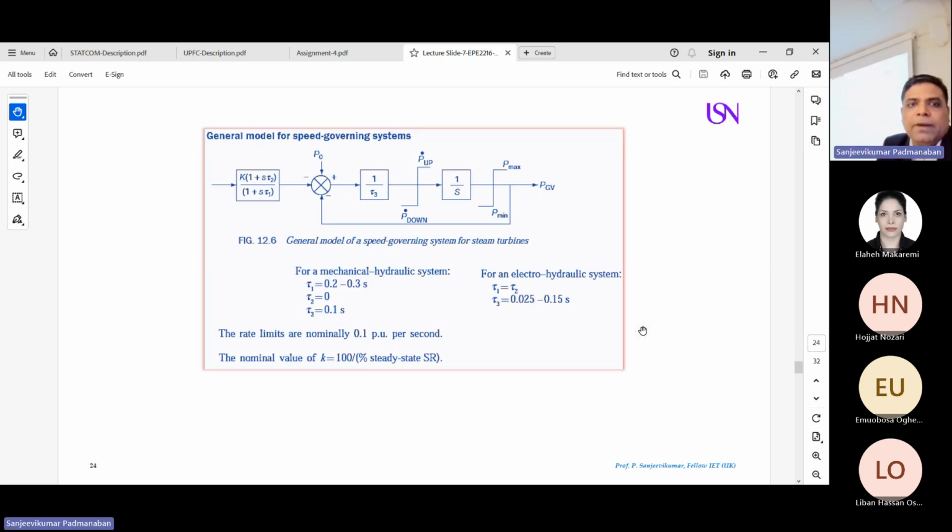Then how to make it a combined model is a generalized model for a speed governing system. For that, it's very important that for all these time constant values, you have the guidelines. The guidelines for your mechanical hydraulic system: tau1 is going to be 0.1 to 0.3 seconds, tau2 equal to 0, tau3 equal to 0.1 second. For an electro-hydraulic system, you have tau1 equal to tau2 and tau3 equal to 0.025 to 0.15 seconds. So for these constants, you have to have the guidelines.